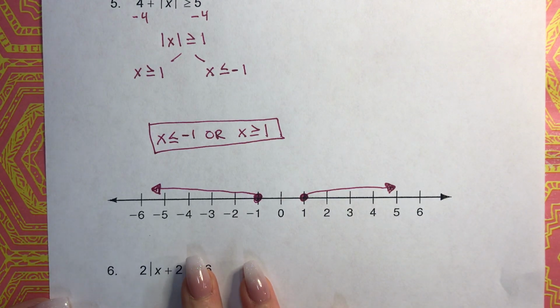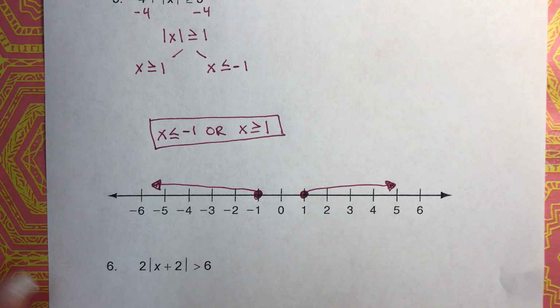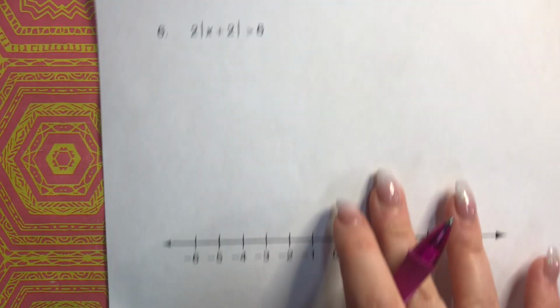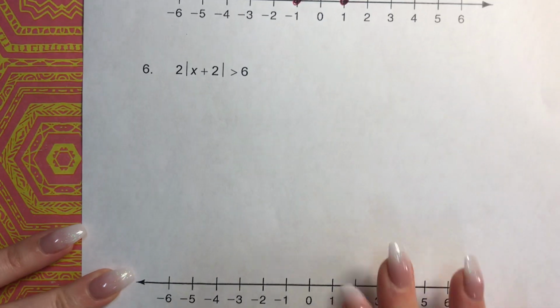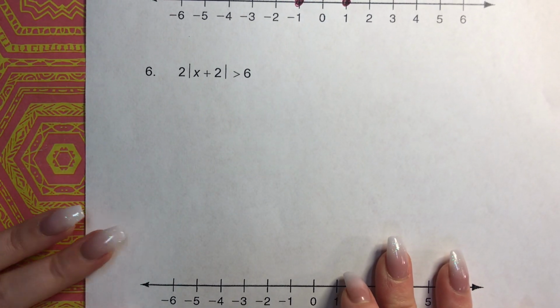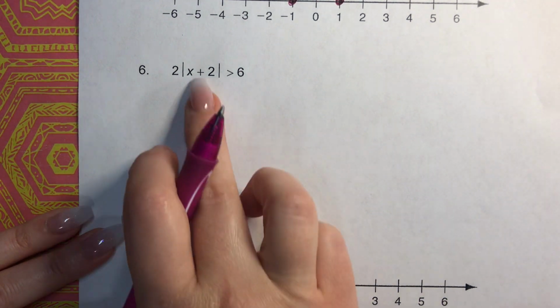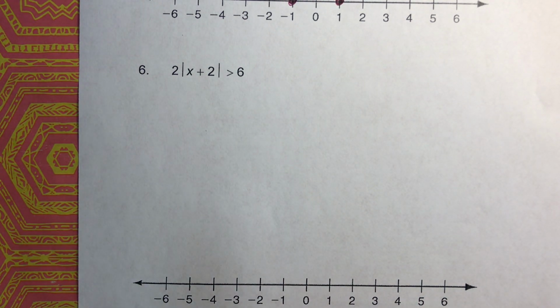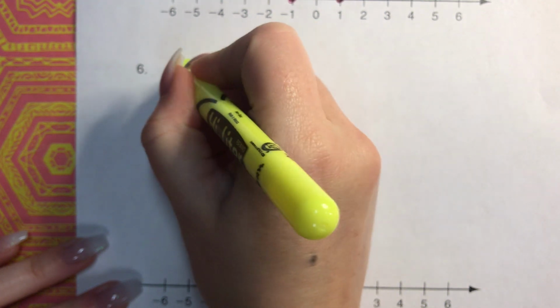And there we have our answers right there. All right, let's go ahead and look at the next example here. Okay, perfect. So we want to isolate this absolute value expression here.